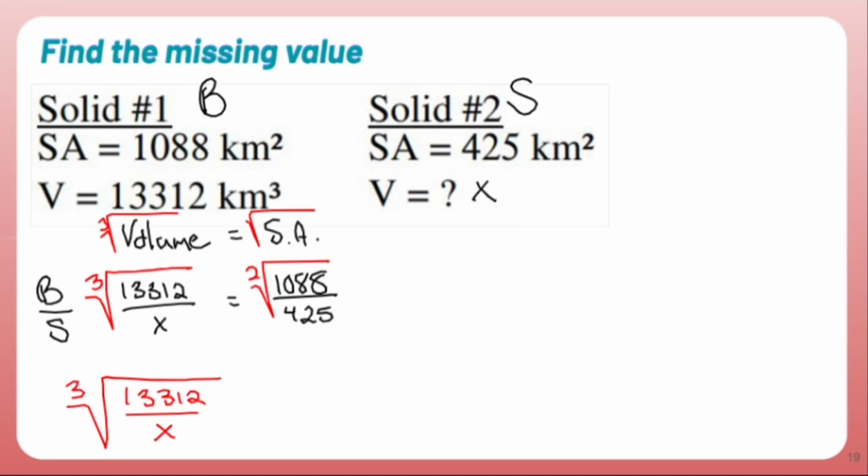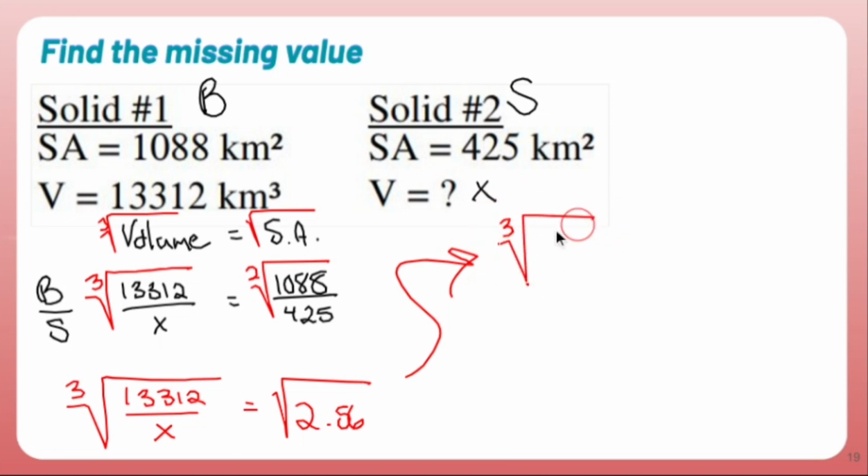1088 divided by 425 is 2.56. Now that's good because when I write it up here, the cube root, again, I'm not changing anything here, 13,312 over X, that's going to equal the square root of 2.56, I believe is 1.6. It is 1.6. I use Siri. I secretly use Siri.